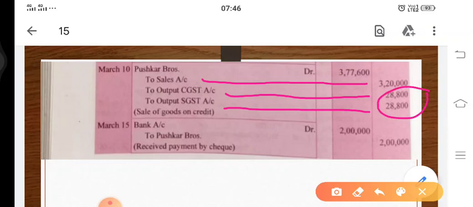Now technically the amount of sale came to 3,20,000. The output CGST that has to be collected is 28,800. Output SGST has to be collected, 28,800. So the total amount that needs to be collected from Pushkar Brothers is 3,20,000 plus 28,800 plus 28,800, which gives a total of rupees 3,77,600. That's it.